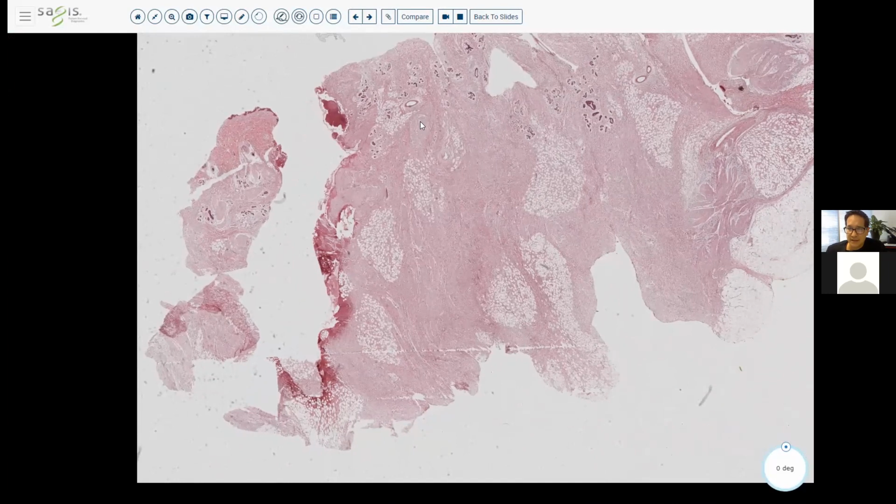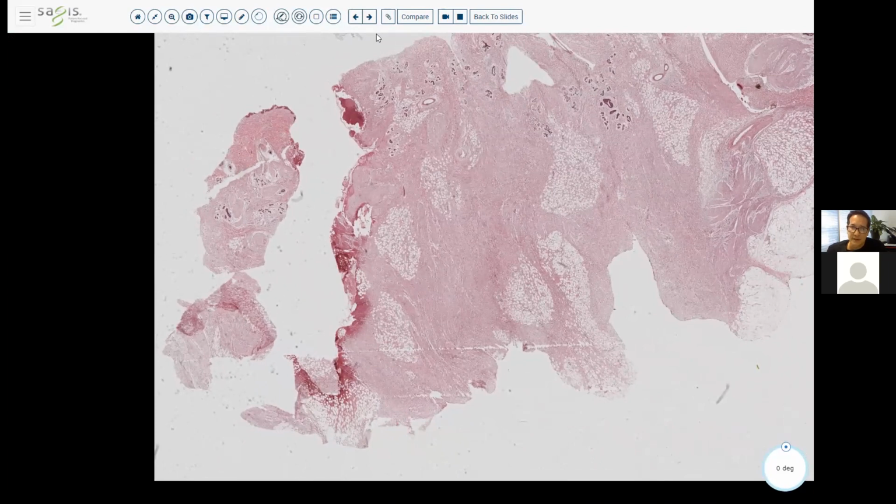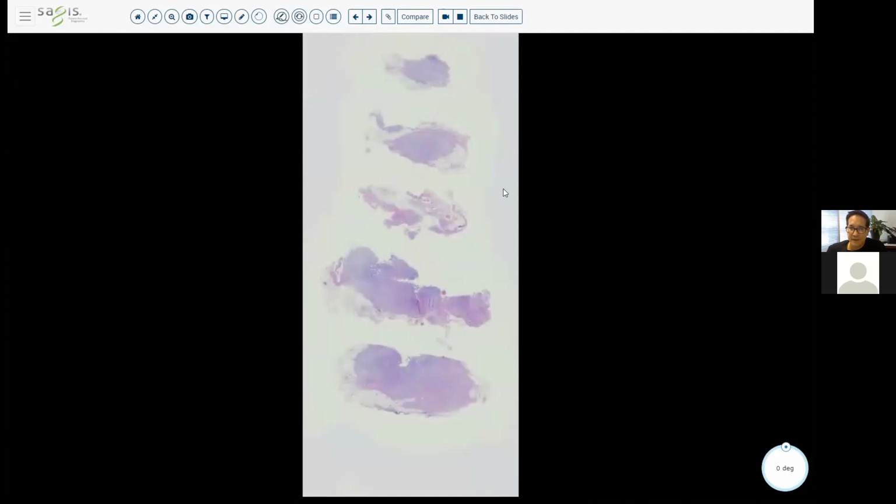You can see these in older patients occasionally, but usually under 2 years of age. All right, next case.